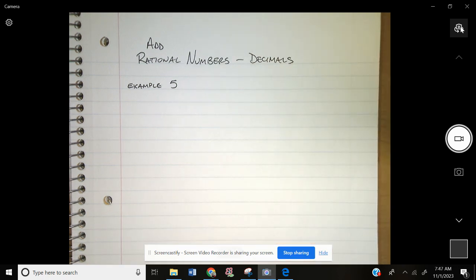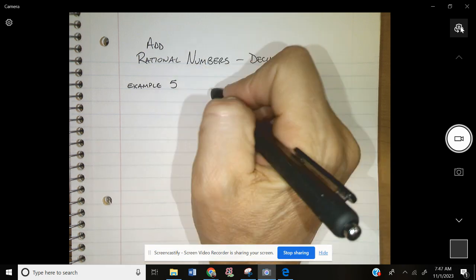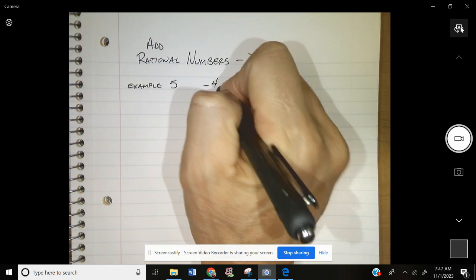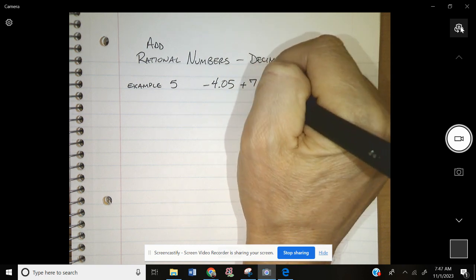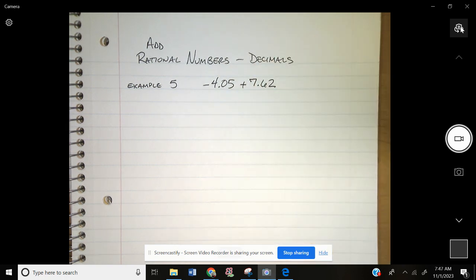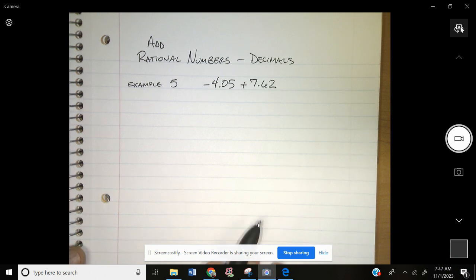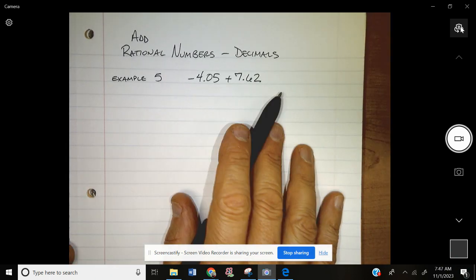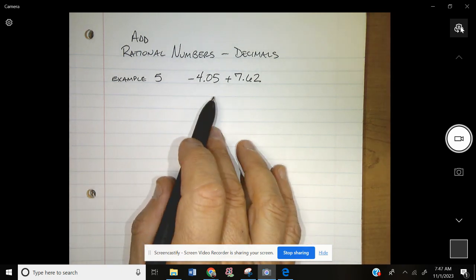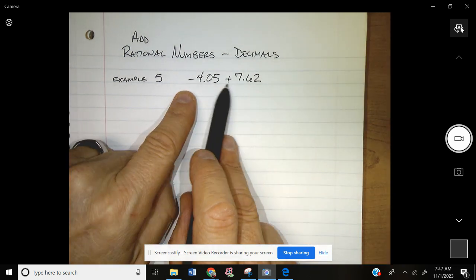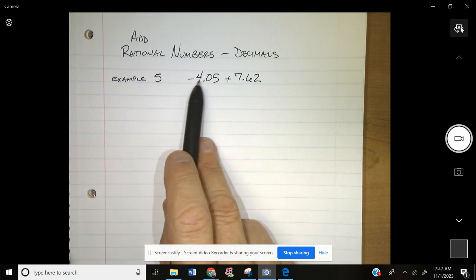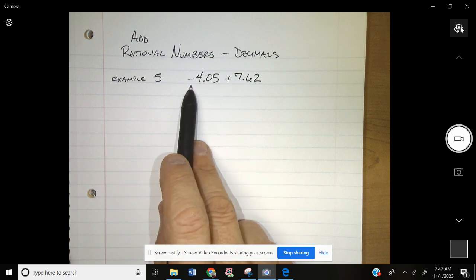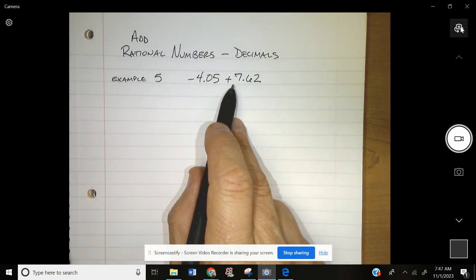I'm going to go ahead and use the book's example. They wrote negative 4.05, and they're adding 7.62. All right. Again, there's a lot of things that we assume that you know. But first things first, we are looking at the integers rules. So we've got a positive and a negative. So that means we're going to subtract the absolute values and then keep the sign of the bigger one.